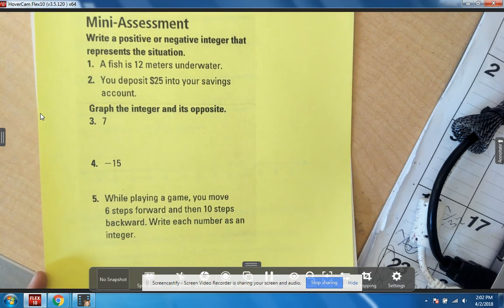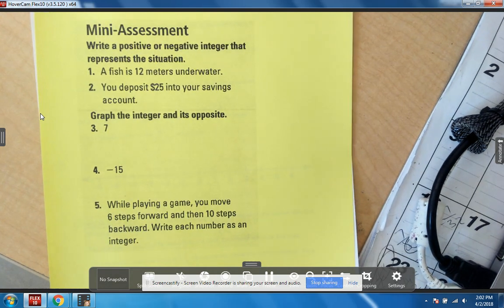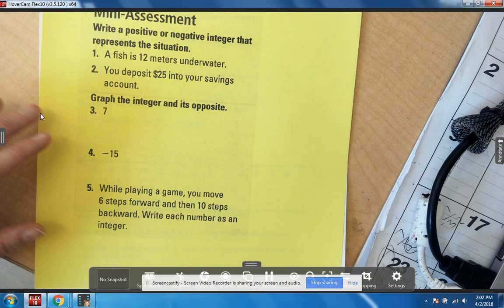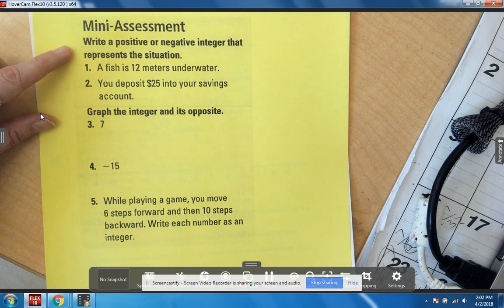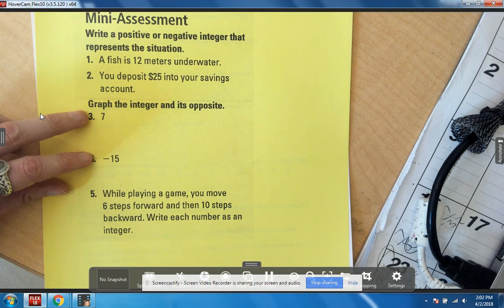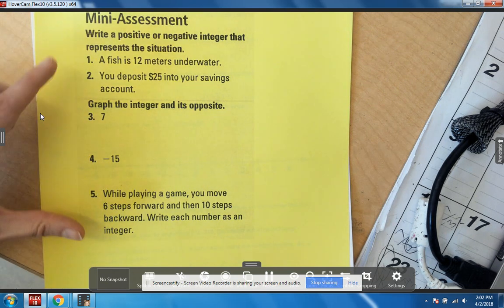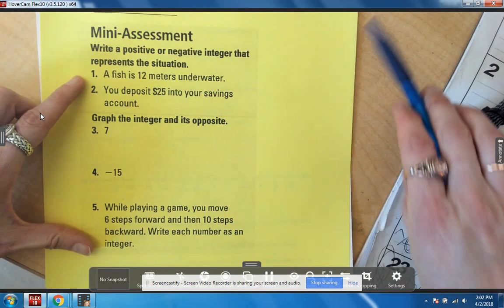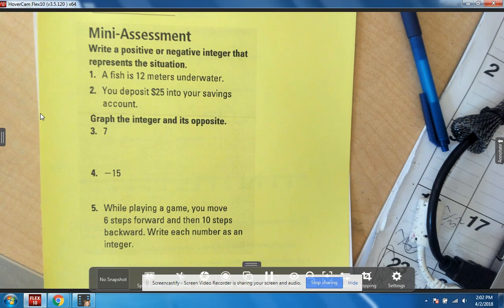All right, and then I'm going to have you try these final 5. This is all on the back of your notes. The first one says write a positive or negative integer, graph the number and its opposite, and then do like we just did. So this is a review of all the things that we just did. That's going to be your last one, so make sure you try that.